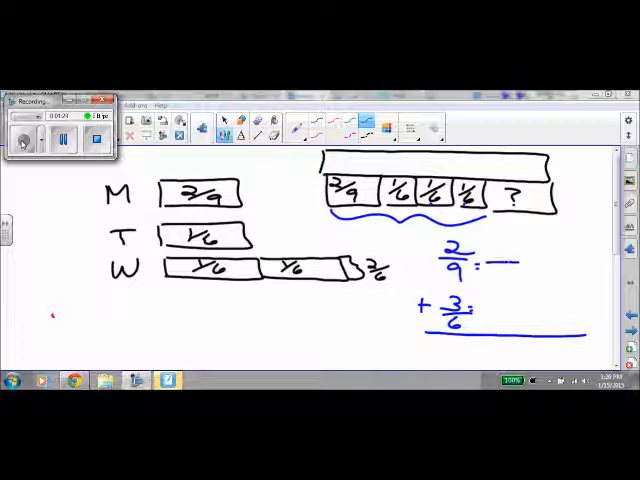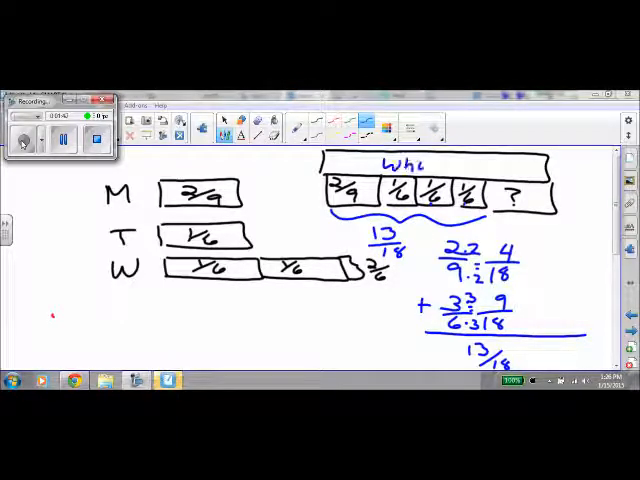Common denominator, least common denominator, is 18. 9 times 2 is 18, so 2 times 2 is 4. 6 times 3 is 18, 3 times 3 is 9. 4 18ths plus 9 18ths is 13 18ths. So he read 13 18ths of a book.